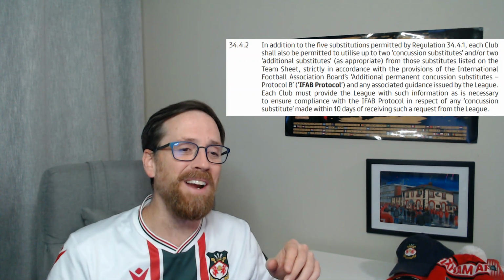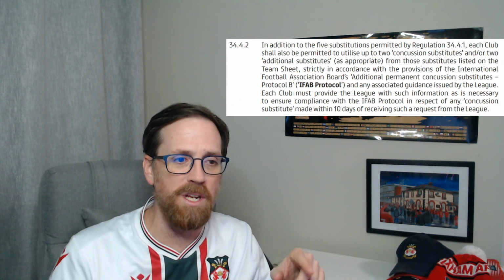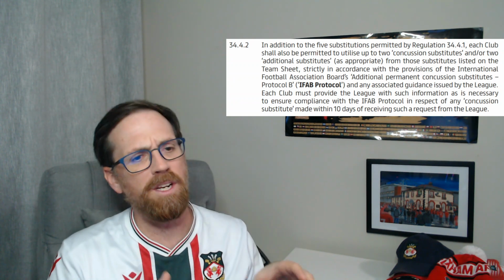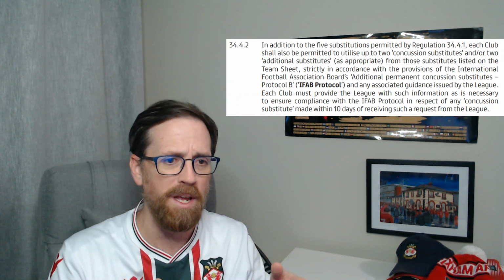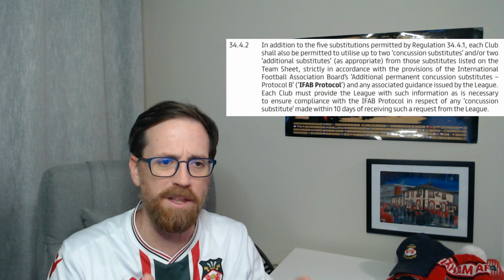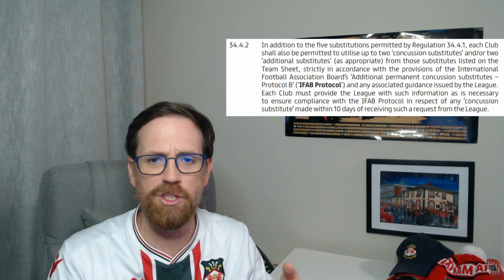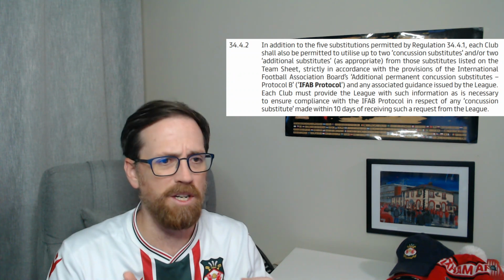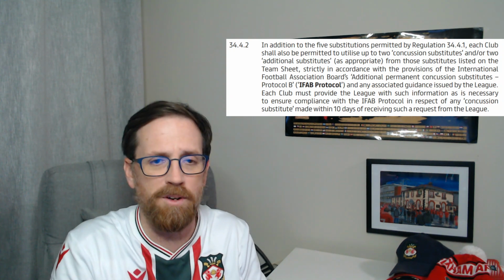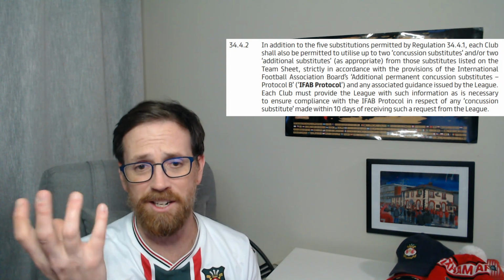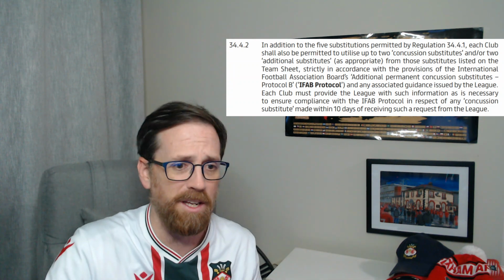Anyway, the regulation gets a little bit poorly written, where it also states from the team sheet, strictly in accordance with the provisions of the IFAB Concussion Protocol, International Football Association Board, and any associated guidance issued by the league. But it doesn't provide any definitional terms in the regulations as to concussion substitute or additional substitute. It requires jumping into another document. It'd be advantageous to take that additional substitute rules and at least give some guidance in the regulations as to what they are. But fortunately, the concussion protocol perfectly explains where those subs come from, and I've taken the link to that protocol and I've put it down below.